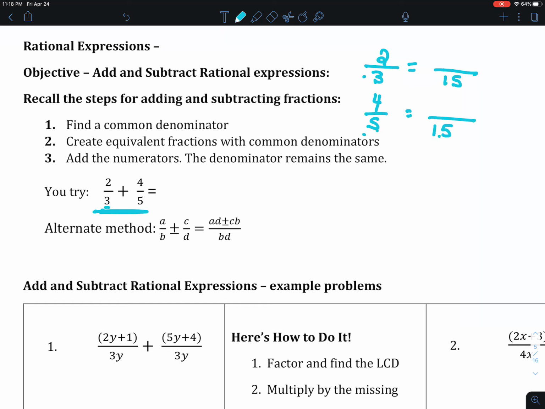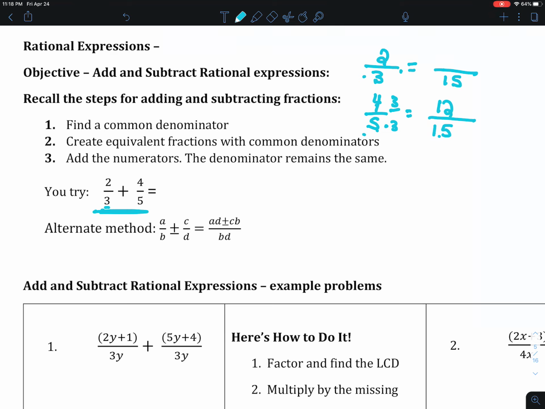Now, what am I multiplying 5 by to get 15? In order to get 15, I have to multiply 5 by 3. I can't just multiply the denominator by 3. I have to multiply both the numerator and the denominator by 3, because that's essentially multiplying by 1. So 4 times 3 makes 12, and 5 times 3 is 15.